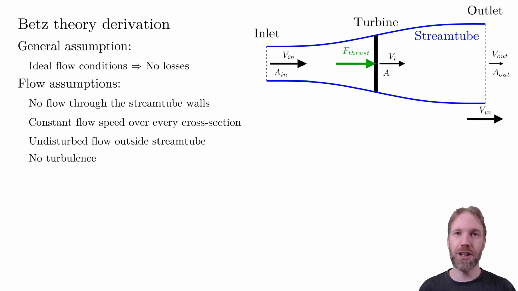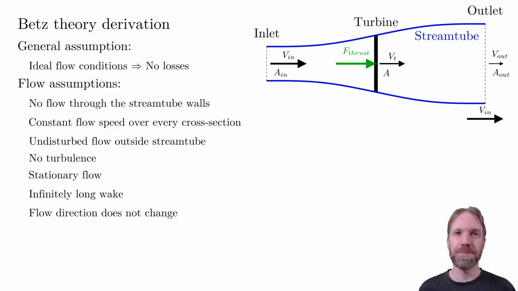We neglect turbulence, and we assume that the flow is stationary, which means that the time derivative is 0. We assume that the wake behind the turbine is infinitely long, so it does not decay. The flow direction does not change. This means that we assume the expansion of the stream to be so slow that we can neglect the radial velocity.